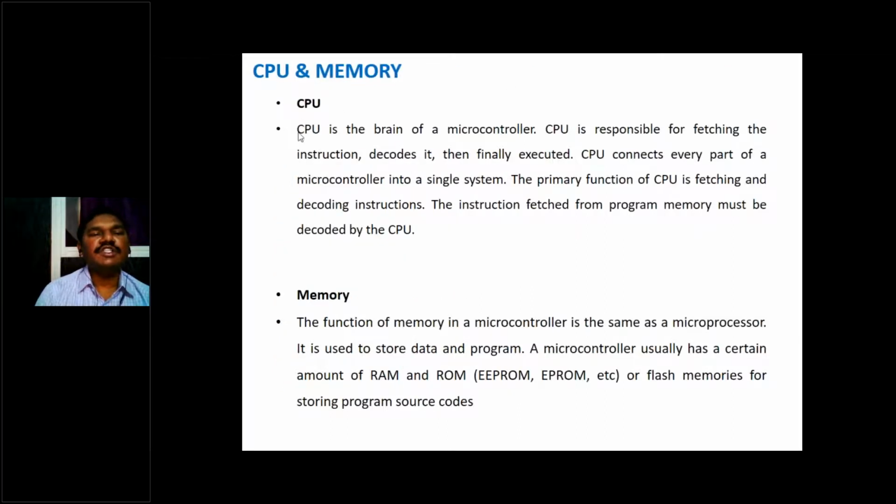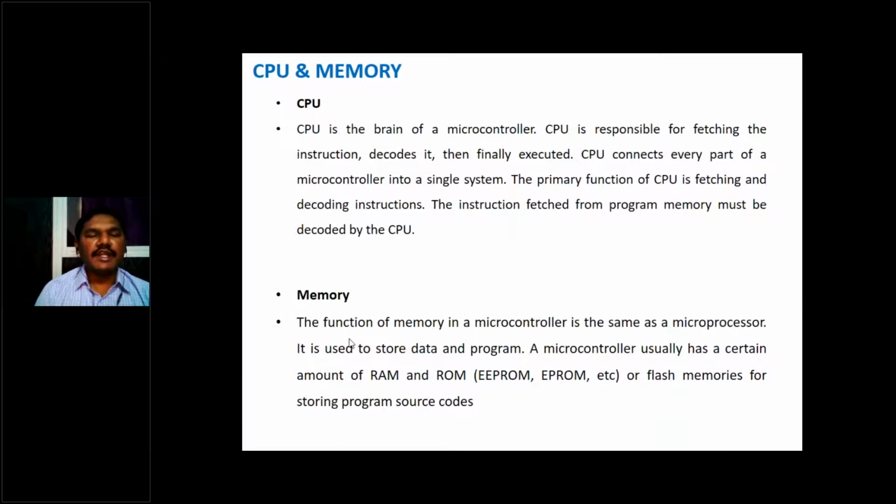So what is CPU? You know that CPU is the brain of a microcontroller. CPU is responsible for fetching the instruction, decoding it, then finally executing it. You have to remember this mainly. CPU is the part of the computer, and a microcontroller is also called a single simple computer. So that's why here CPU is a part of the microcontroller, but it's not a complete CPU. It's called the core of the microcontroller CPU. Here also CPU acts like the brain of the computer, and it performs the execution cycle: fetching, decoding, and execution.